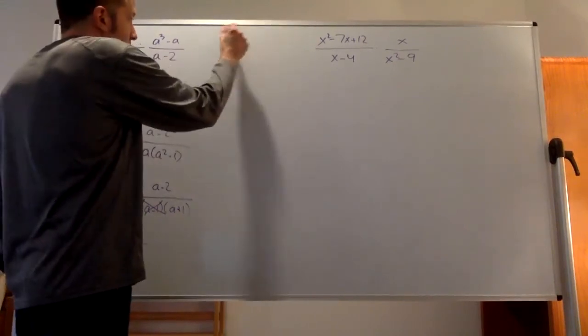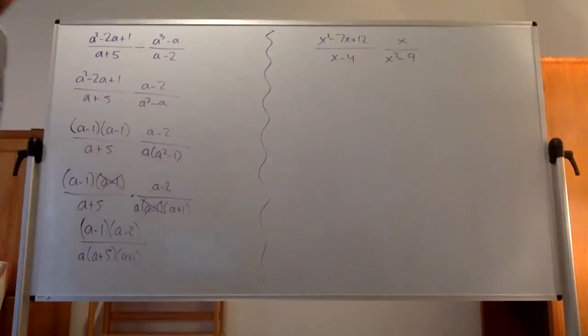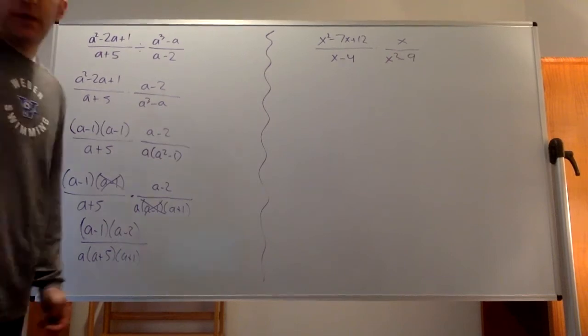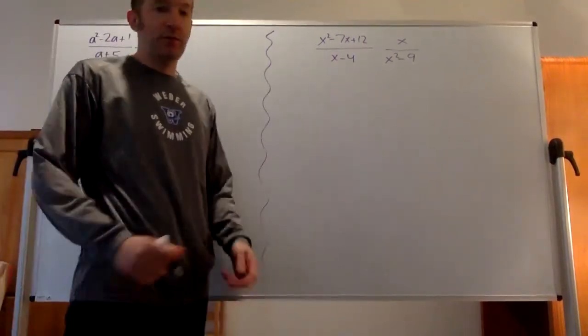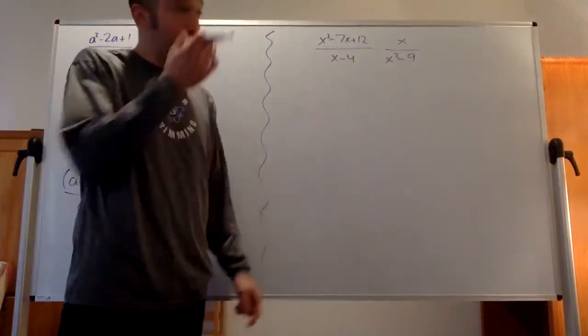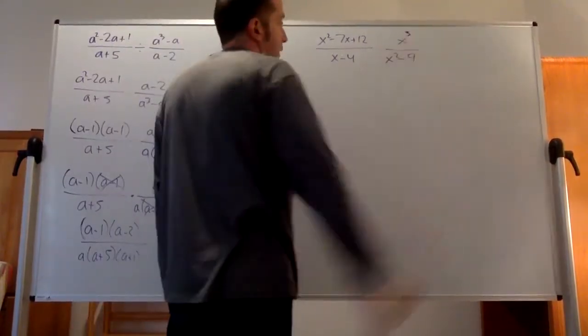So that's the first problem. Well, not the first problem. That's the first problem on page 4 of the notes, put it that way. Yeah, that's the only problem on page 4 of the notes. The only problem on page 5 of the notes is this one. It's x squared minus 7x plus 12 over x minus 4 times x, I wrote x, but it says x cubed over x squared minus 9.